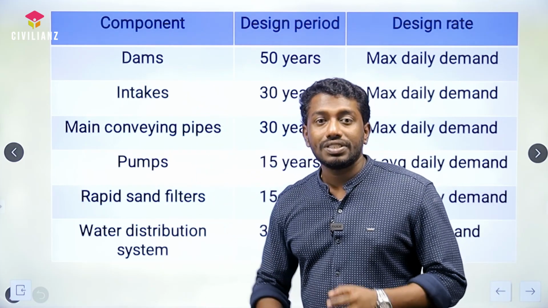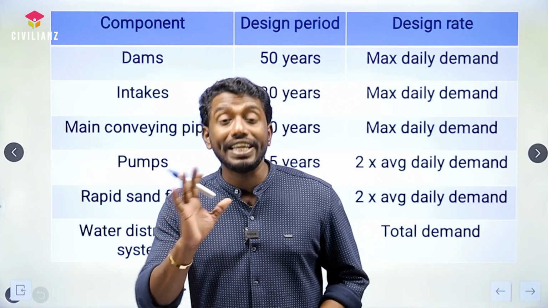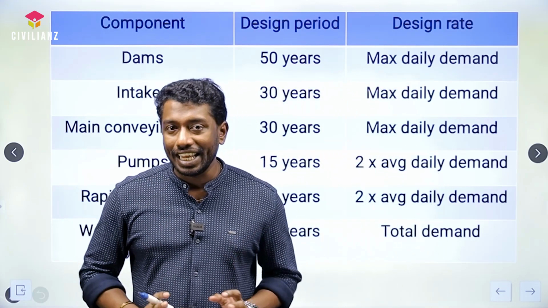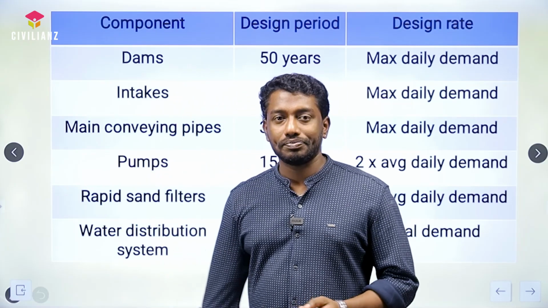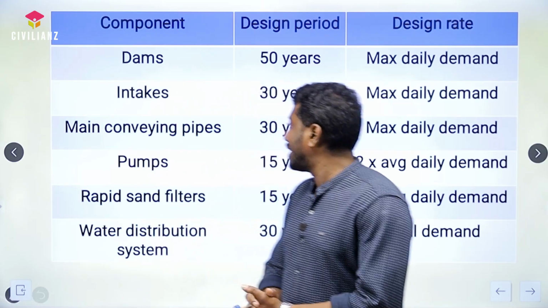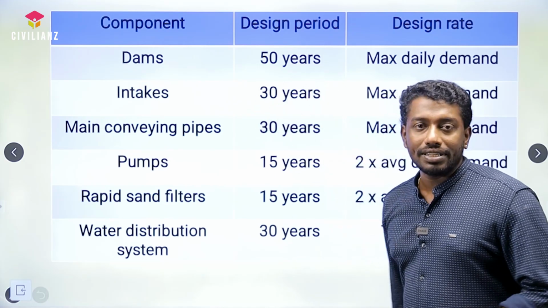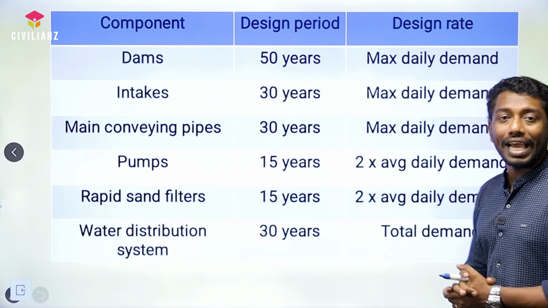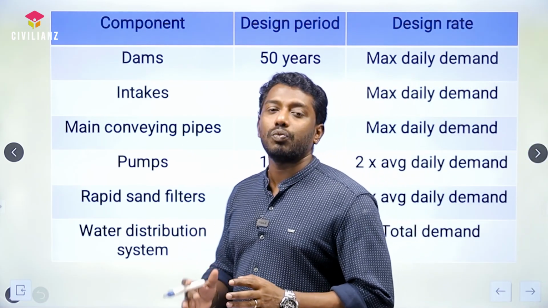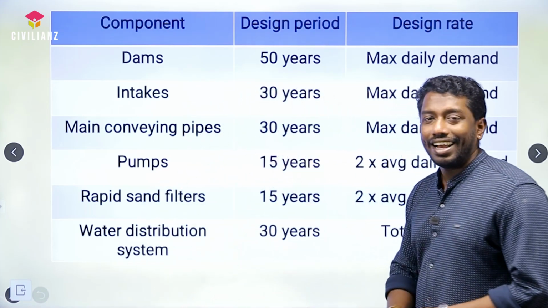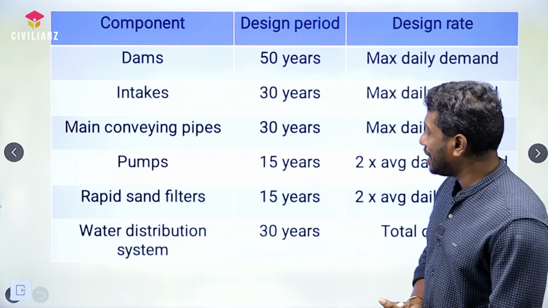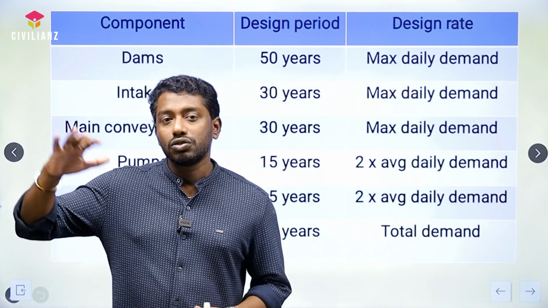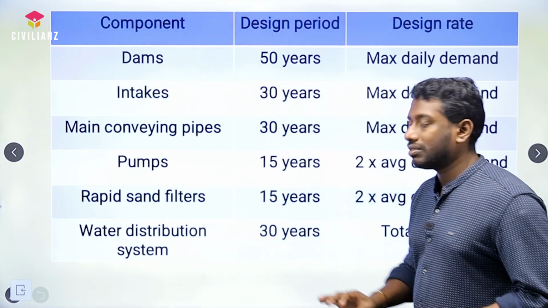Dams are designed for 50 years, and the design is based on maximum daily demand. For intakes also, we will study it later. Intakes have a design period of 30 years, based on maximum daily demand. For the main conveying pipe, the design period is 30 years, based on maximum daily demand. Pumps have a period of 15 years. They have so many moving parts, no? So their life will be less when compared to other components.